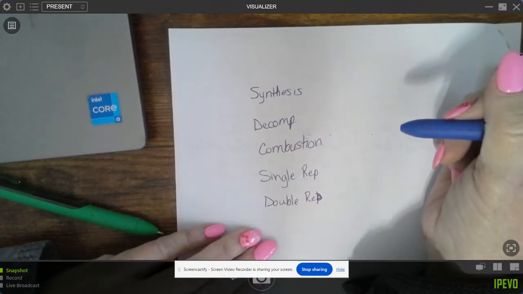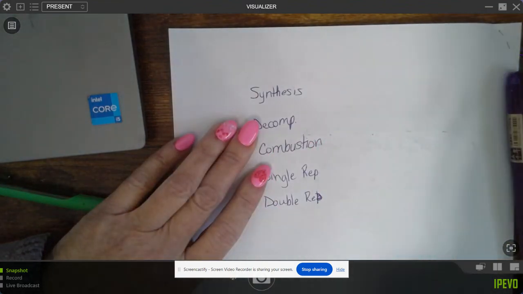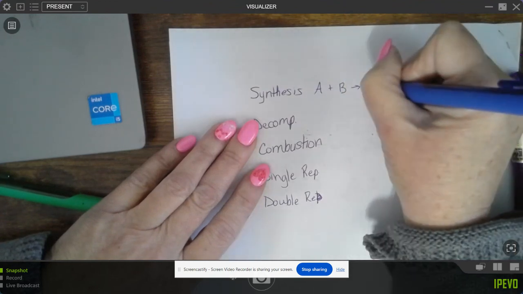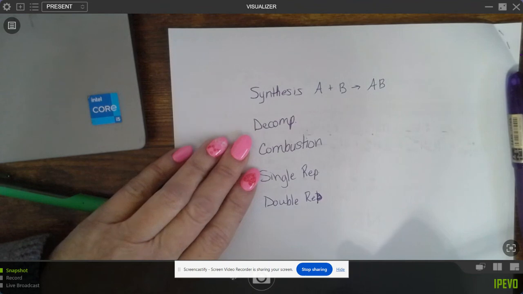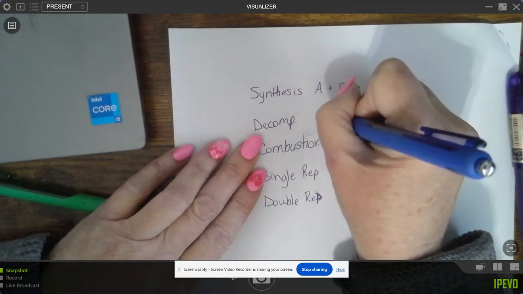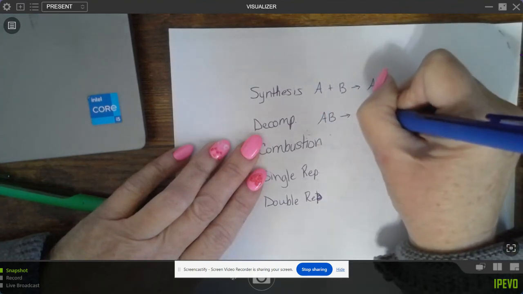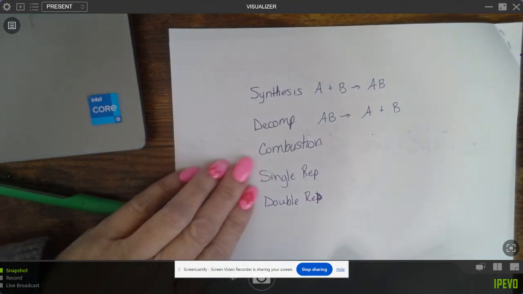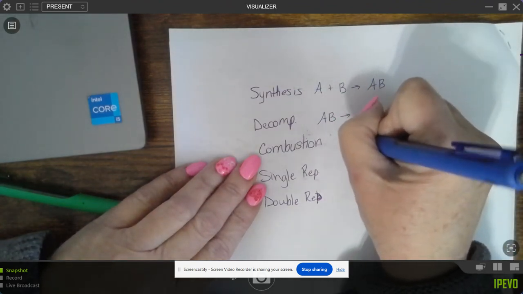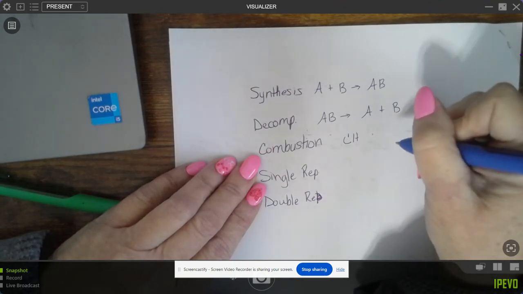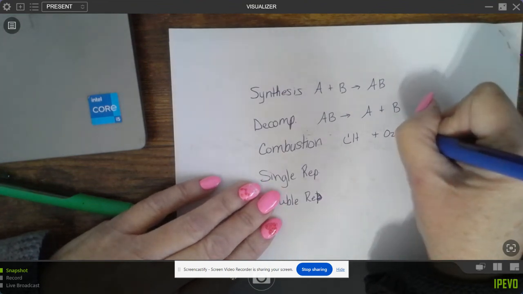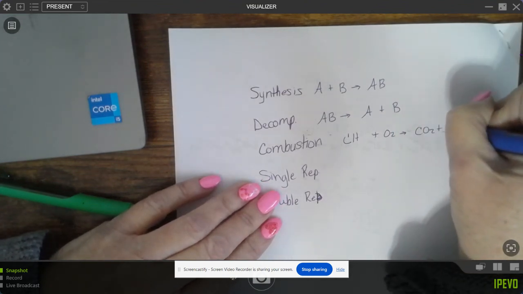So these are the 5 types of reactions. Synthesis is going to look like this: A plus B, 2 elements combine to give us a compound. Decomposition is the opposite. Something's decomposing, so we have one compound that breaks apart into smaller things. Combustion is the one, and I said go look for combustion first, that has a hydrocarbon compound plus oxygen. It's going to produce CO2 plus H2O.